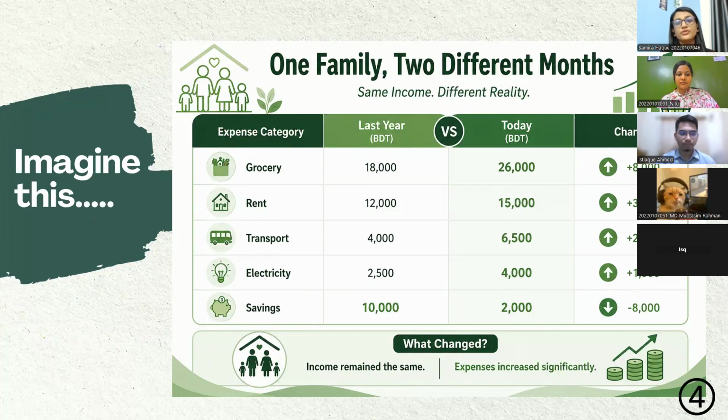So now let's imagine a real life situation here. Here we have the same family with the same monthly income but in two different periods, last year and today. At first glance, nothing seems to have changed because their income is exactly the same. However, if we look at their monthly expenses, the picture is completely different. For example, grocery expenses increased from 18,000 to 20,000 and electricity bills increased from 2,500 to 4,000. As everyday expenses continued to rise, the family savings dropped dramatically from 10,000 BDT to only 2,000 BDT.